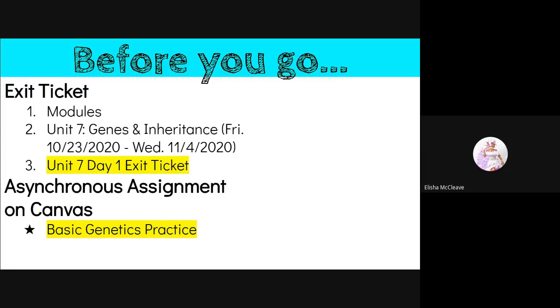Mr. Red? Yes. I'm kind of confused on question two. I'm sorry, you're confused about what? Question two. Okay. Are you talking about the basic genetics practice or the exit ticket? The practice. Okay. It says that I got number 8 wrong when I chose offspring. Number 8? Yeah, for question 2. Blank 8. Okay. Let me see.